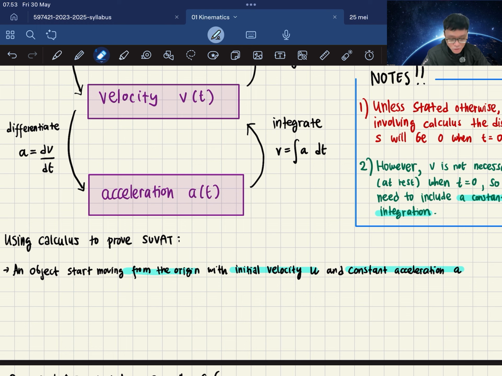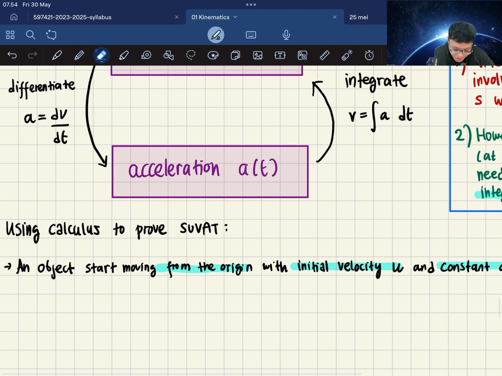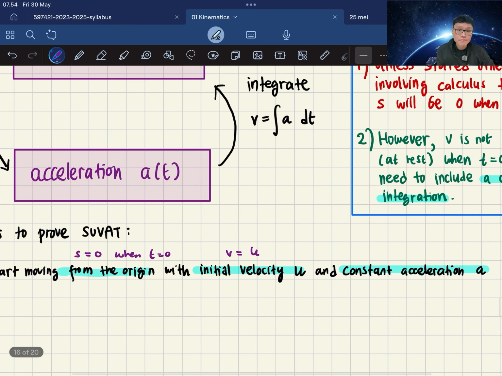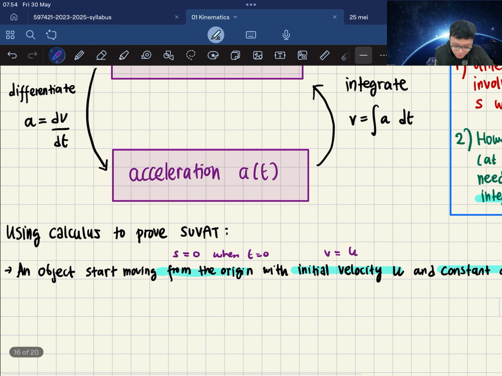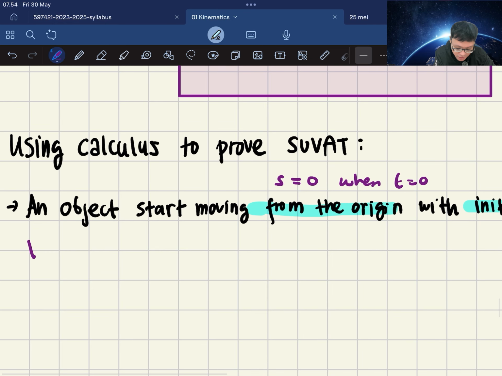Okay, now let's prove SUFAT formula using calculus, because calculus can be used to describe any kind of motion, general motion. So let's say I have an object start moving from the origin. So initially the s is 0. So s is 0 when time is 0. You also have initial velocity u, so v equals to u when time is 0, and constant acceleration a. So we can find the formula of velocity first.